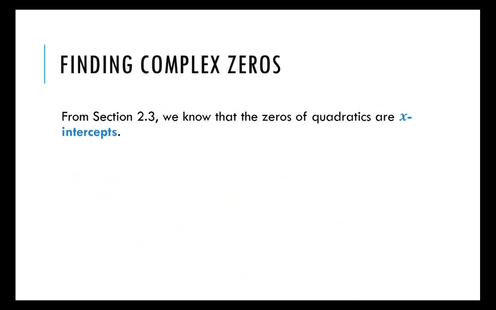Now from section 2.3, we do know that the zeros of quadratics are the x-intercepts. And so if we recall the quadratic formula, that is x is equal to negative b plus or minus the square root of b squared minus 4ac all divided by 2a. Remember that the quadratic formula will always work. Also, you could complete the square, but either is up to you.